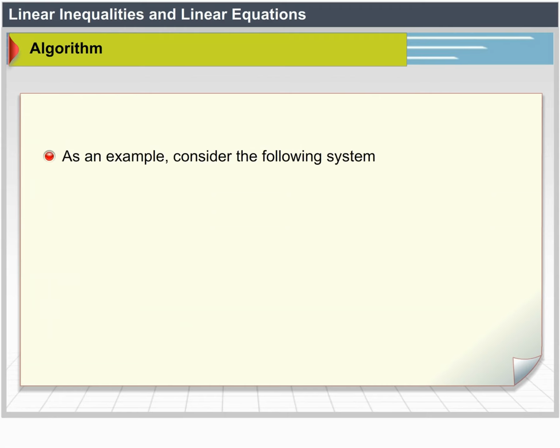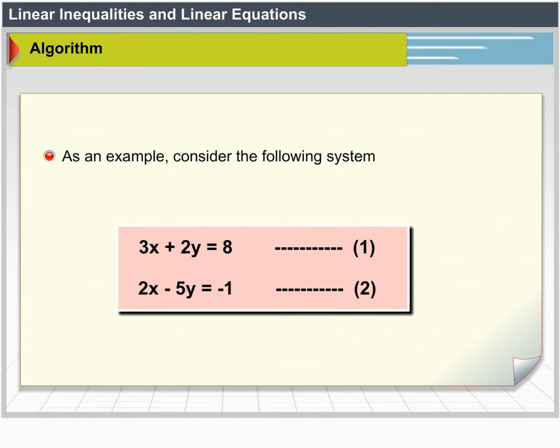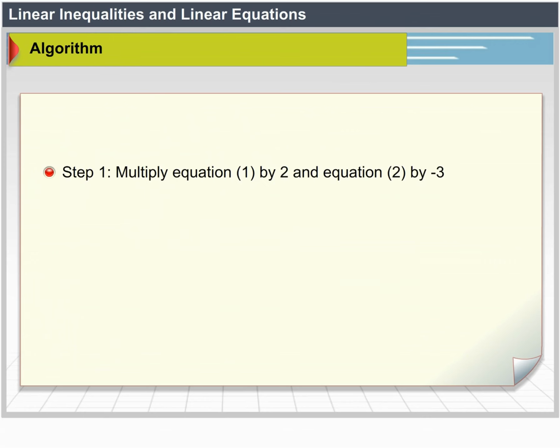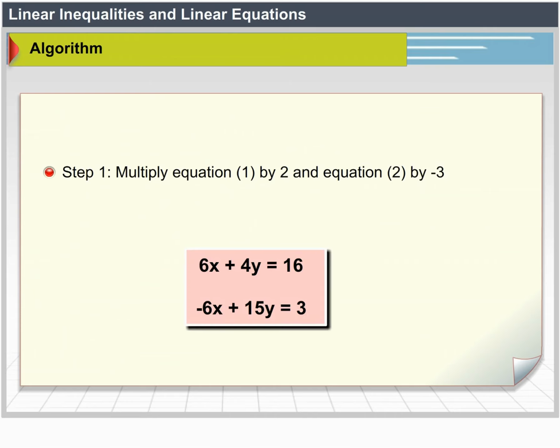As an example, consider the following system. 3x plus 2y equal to 8, which we call equation 1. 2x minus 5y equal to minus 1, which we call equation 2. Step 1. Multiply equation 1 by 2 and equation 2 by minus 3. 6x plus 4y equal to 16, minus 6x plus 15y equal to 3.